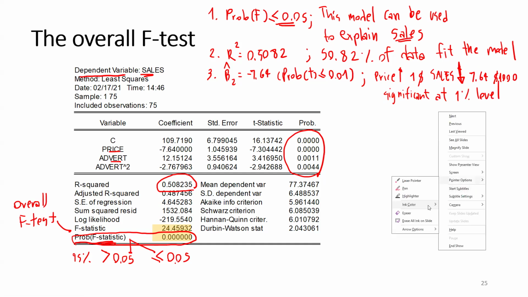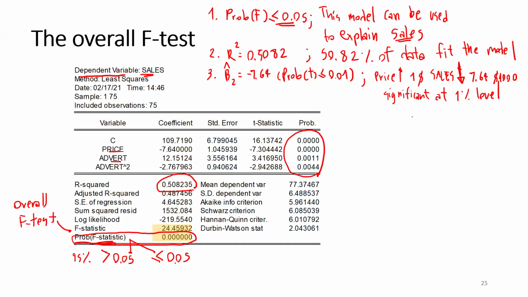Then do not forget to write "other X held constant." If you can answer all of this, you get 2 marks. After I give you printouts, it is similar to the exam. I may give you printouts and ask you, please interpret the result.